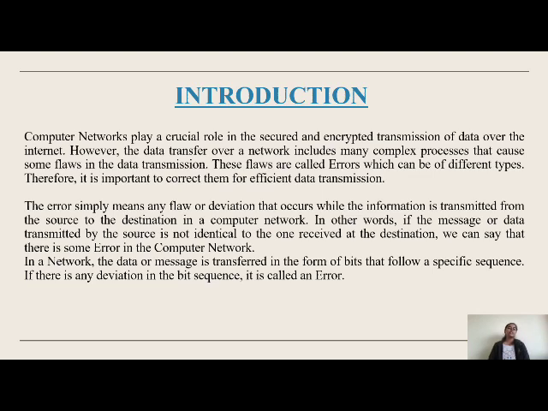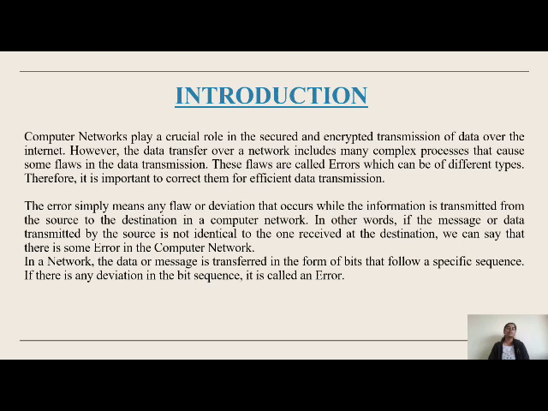Computer networks play a crucial role in the secured and encrypted transmission of data over the internet. However, the data transfer over a network includes many complex processes that cause some flaws in the data transmission. These flaws are called errors, which can be of different types. Therefore, it is important to correct them for efficient data transmission.